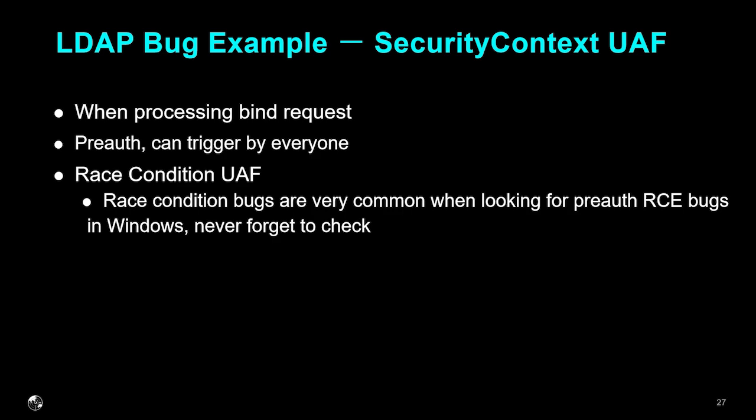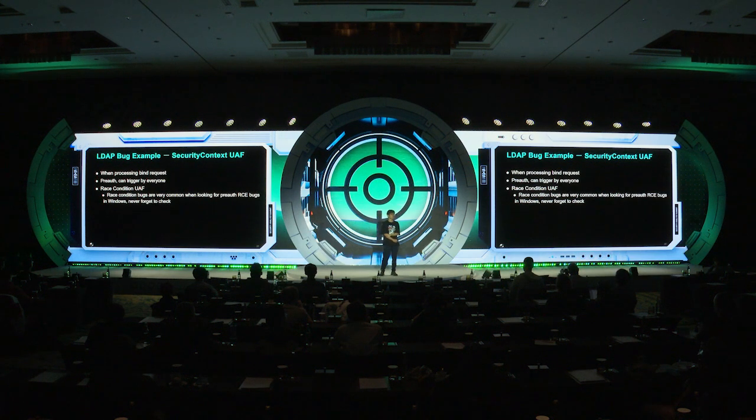The first bug example is a race condition bug, which can cause use-after-free. A security context can be freed by one thread while another thread is still using it. Here is a useful tip. Based on our experience, race condition bugs are very common when looking for pre-auth bugs in Windows servers. So make sure it's on your checklist.